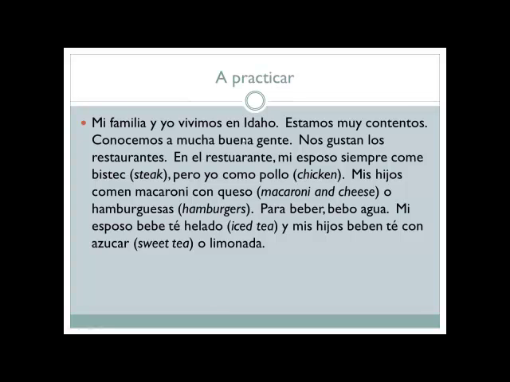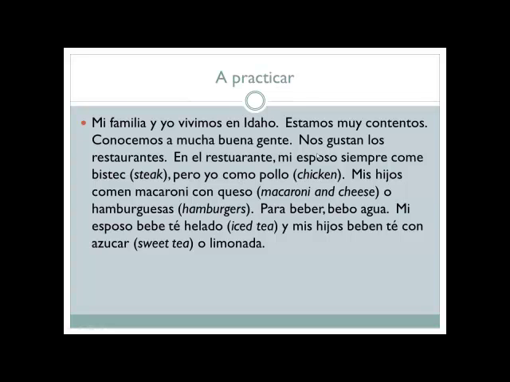So if we look at the first sentence, vivimos is the verb here. Vivimos, we live. And that's an IR verb with the imos ending. Estamos muy contentos. Here we have an AR verb, the verb estar. Estamos muy contentos. Conocemos a mucha buena gente. So look at conocemos, which is the verb here, and see if you can tell whether this is an ER or IR verb. Conocemos, we know, is an ER verb because of the emos ending. If it was an IR verb, the ending would be imos in the present tense. Nos gustan los restaurantes. We like restaurants.